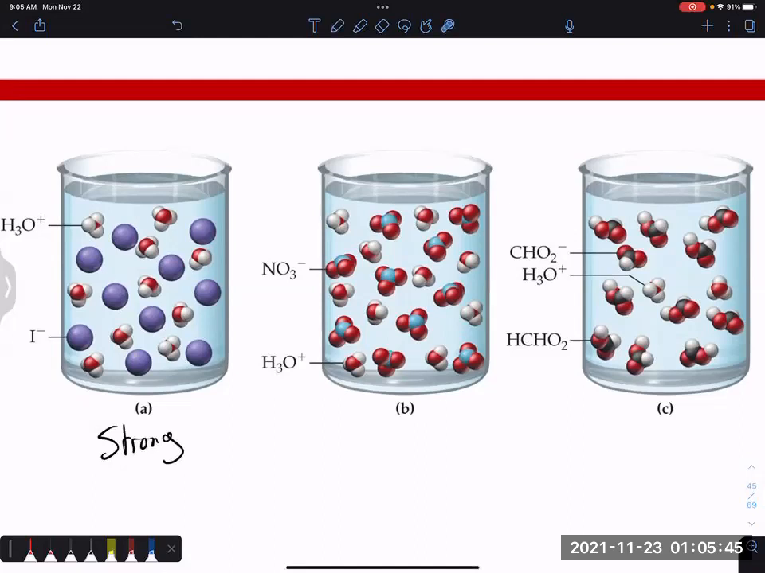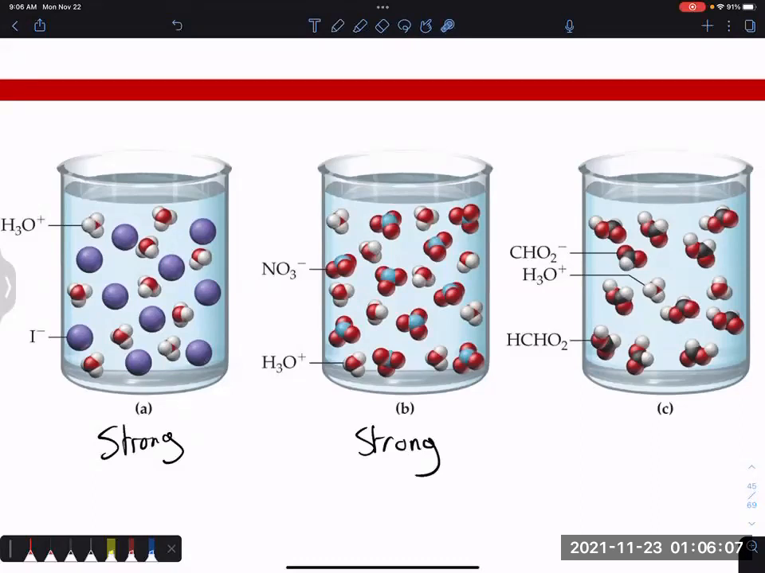We look at the second one. Looks like we have nitrate and we have hydronium. And so really what you're looking for on these is how many of these nitrates still have a hydrogen. And here it looks like none of them do. So it's also going to be a strong acid.